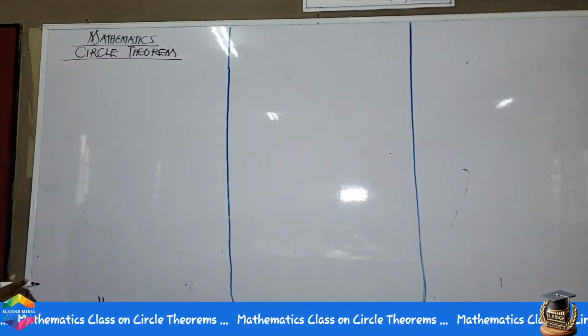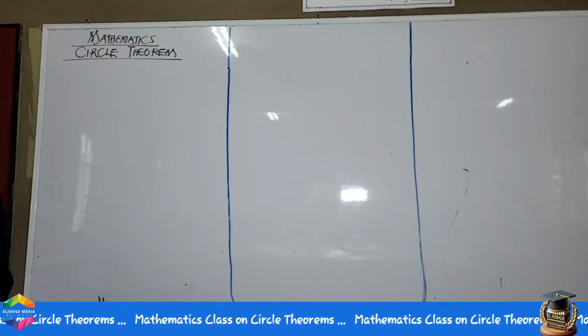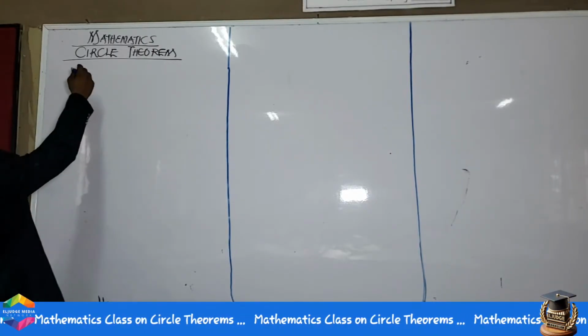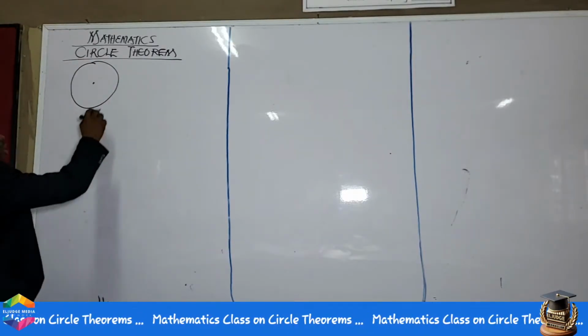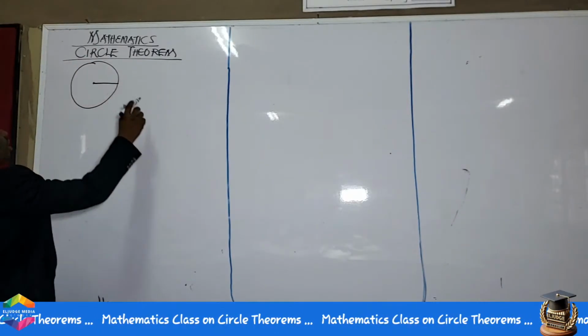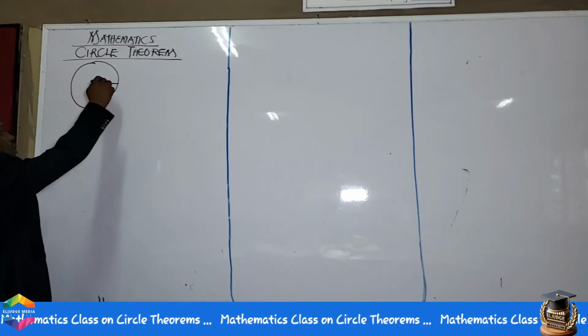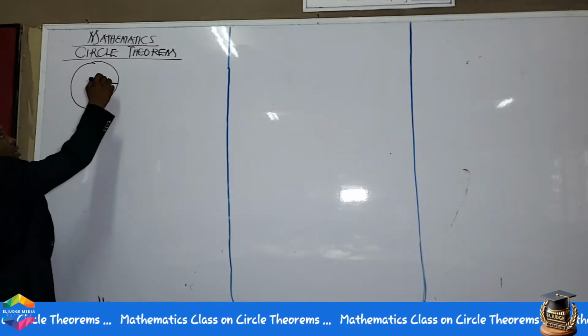I just want us to have some kind of revision for circle theorem. First and foremost, we must know what a circle is and the properties of a circle. A straight line from the center of the circle and touching any point on the circumference is called a radius.